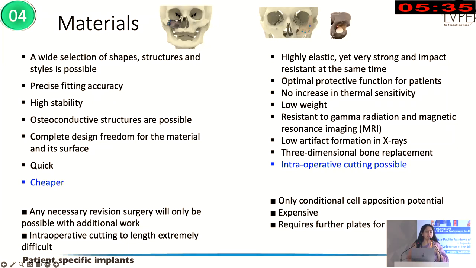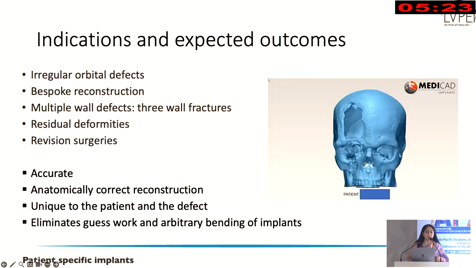That's one disadvantage, and this exactly becomes the advantage of a porous polyethylene or a PEEK or an osteomesh or resorbable implant when crafted as a patient-specific implant.